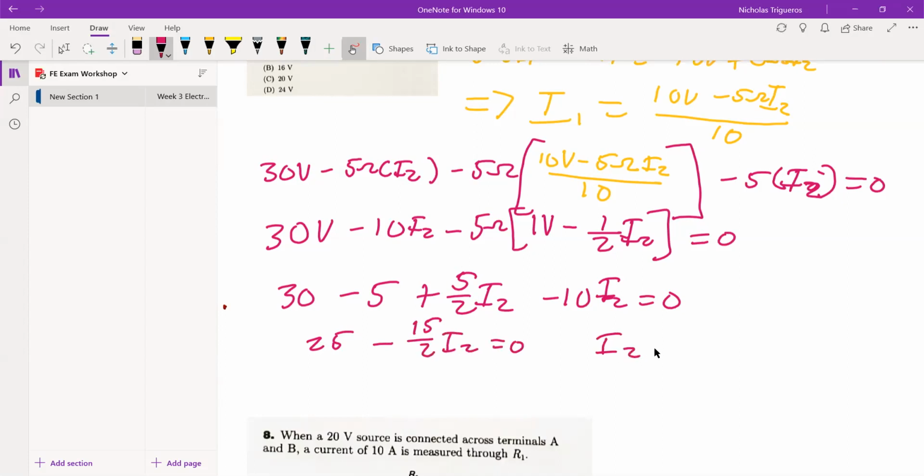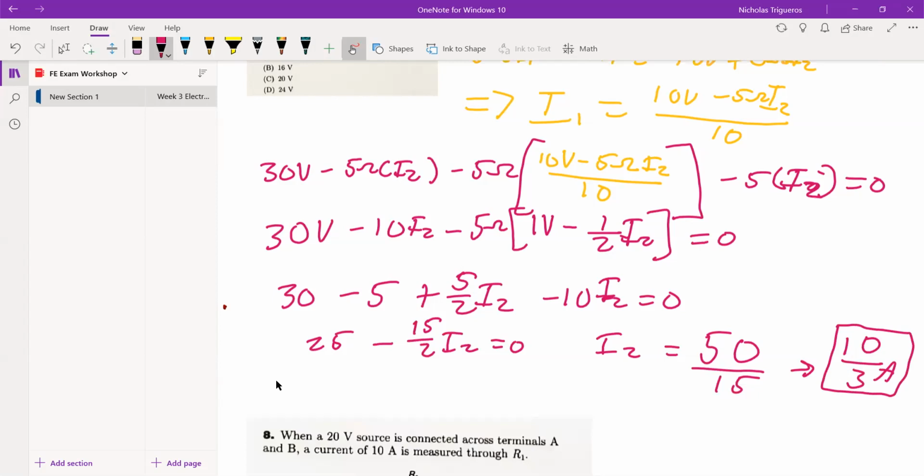So I2, again depending on the signs of everything, things could be negative or positive where they were not before. But we're going to have 50 over 15. That's correct. Which I guess simplifies to 10 over 3 amps, and that's I2.